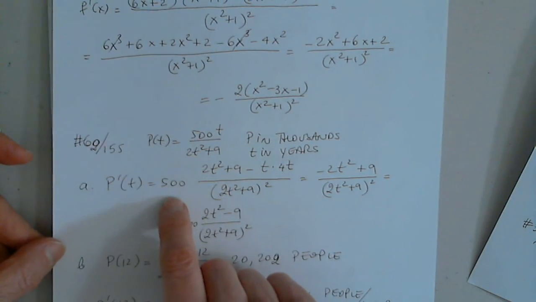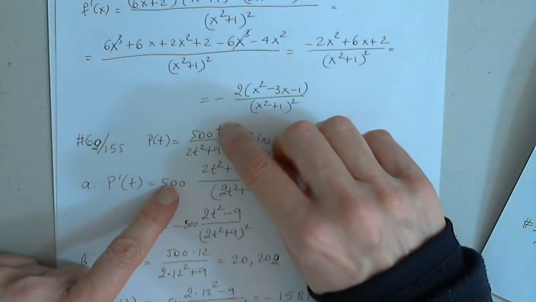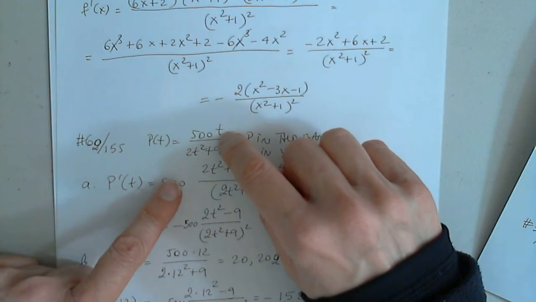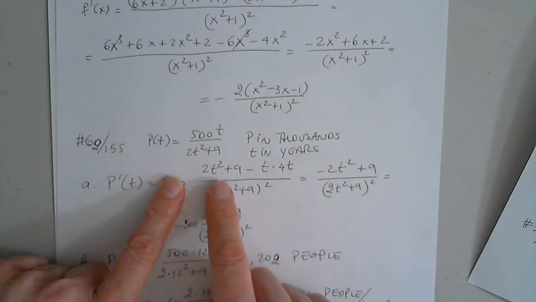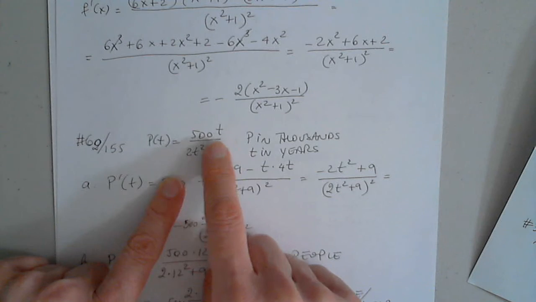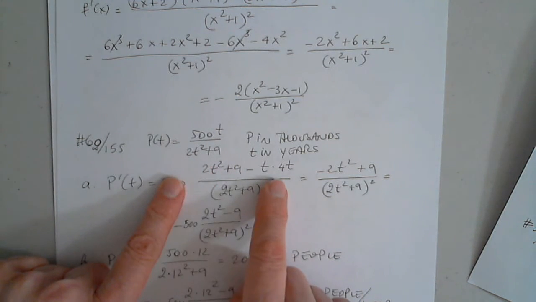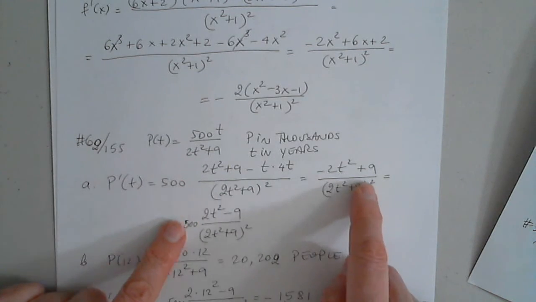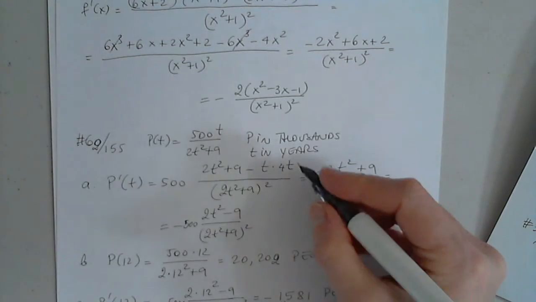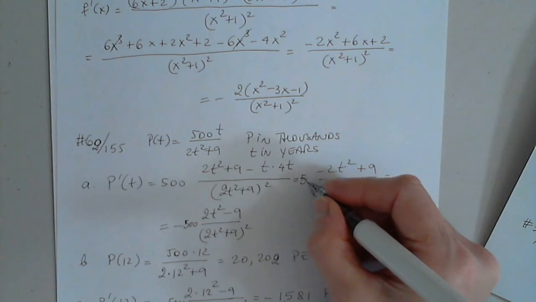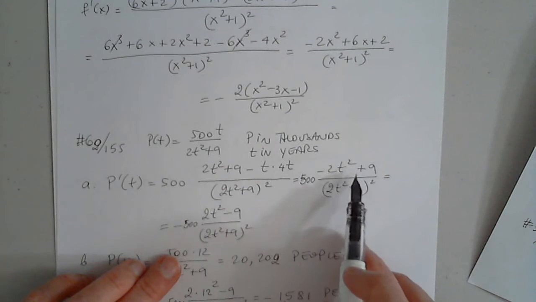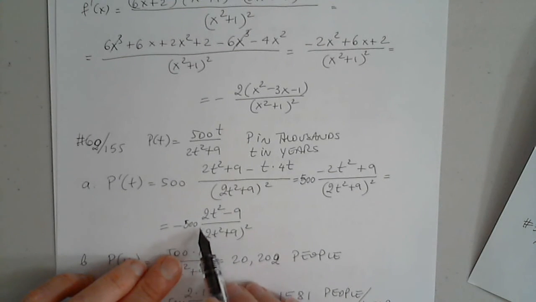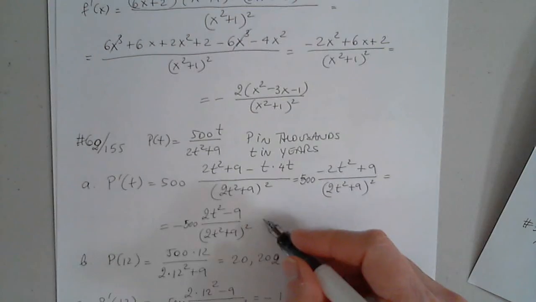It has a constant. I will put the constant in front because it only has one term at the top, and the constant can wait patiently. The top function prime is 1 times the denominator minus the top times the denominator prime, which is 2t. So 2t squared minus 4t squared will be negative 2t squared plus 9, with 500 in front. Okay, so I factor negative 1. So negative 500 times 2t squared minus 9, and this is the final form.